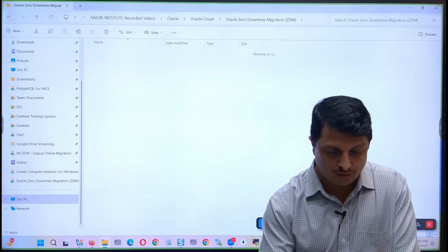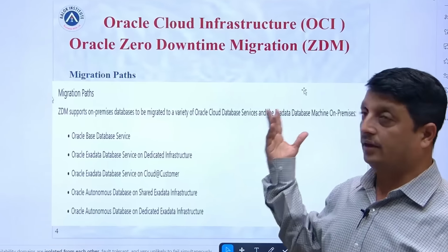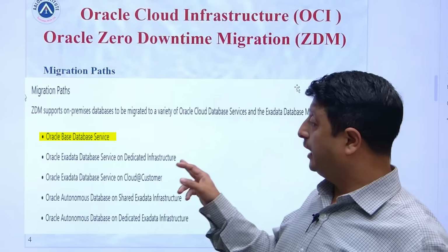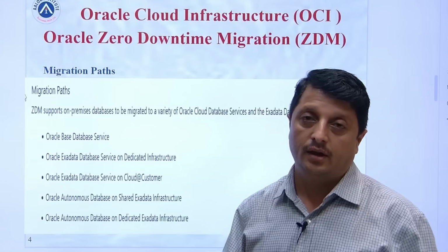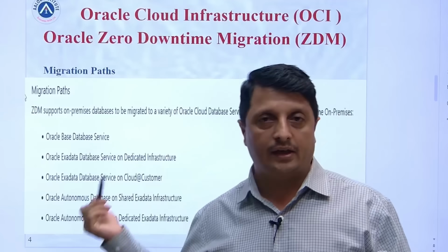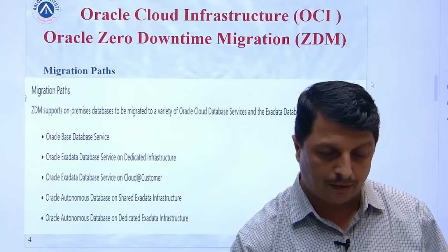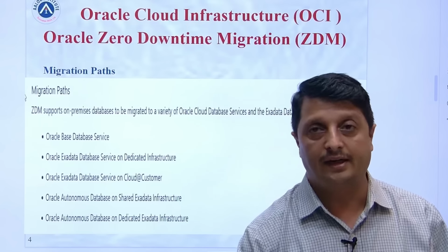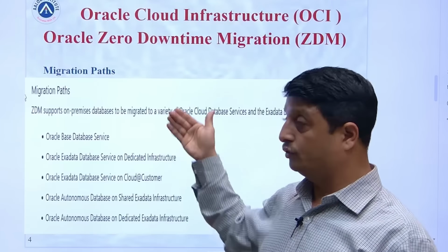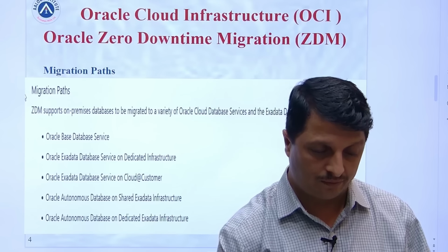So again, let's go to the theory part. Here you go. Before the next one, what are the migration paths? The target can be an Oracle based database service, or a dedicated infrastructure or cloud at customer. Maybe your accelerator machine at your premises, or the accelerator machine at cloud at customer, or maybe it is in the cloud but in shared options, or maybe in dedicated options. Like that, there are many more possibilities for your target database. And the target database must be in the cloud, based on what services you referred to, either an Oracle based database service or the other one.